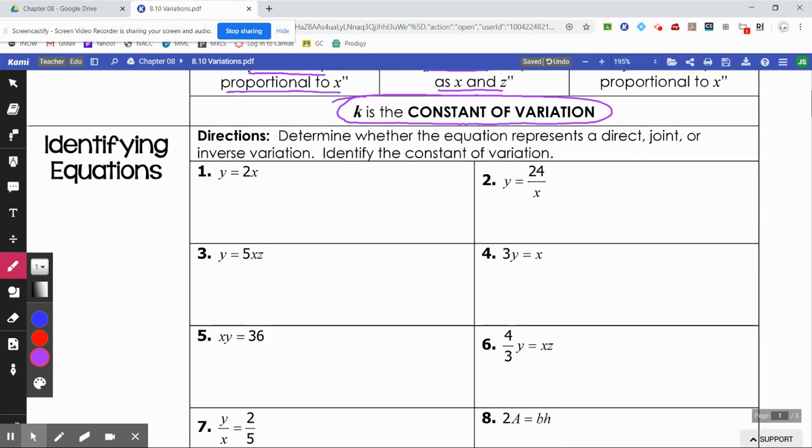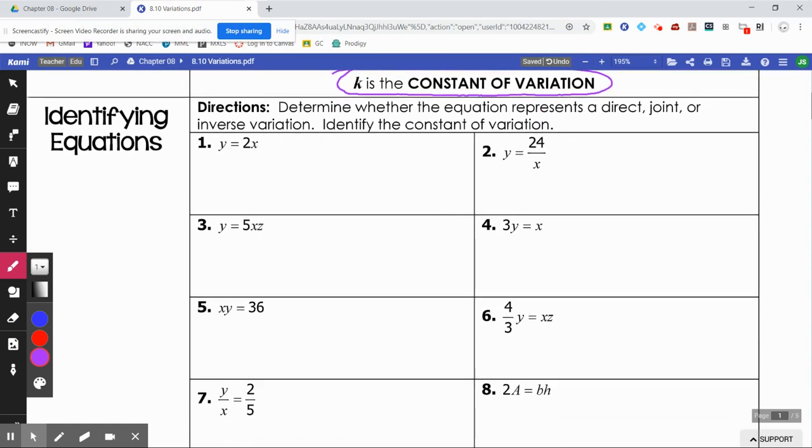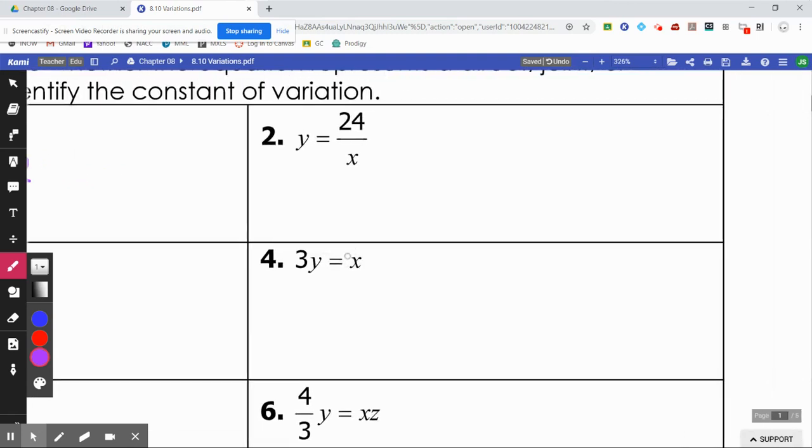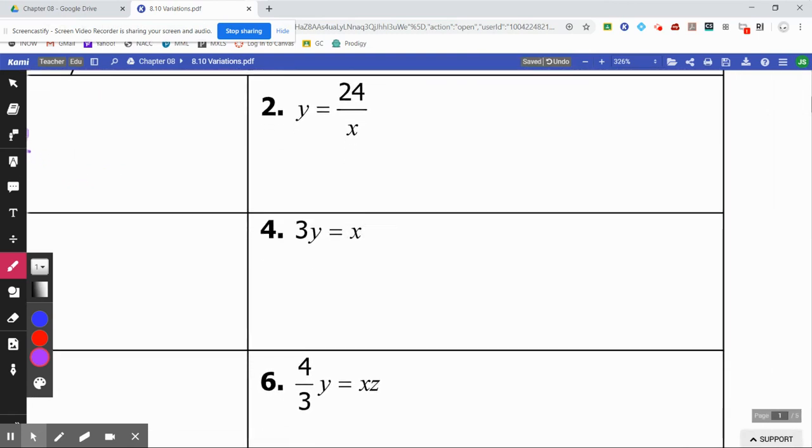Okay, next, let's identify some of these. It says determine the type and then identify your constant of variation. So this is y equals kx, so this will be a direct variation, and our k value will simply be right there in front of the x, which is 2. Number 2, let me zoom in on all these. Number 2 fits the formula y equals k over x, so that'd be an inverse variation. And our constant of variation is the k value, which in this one is 24.